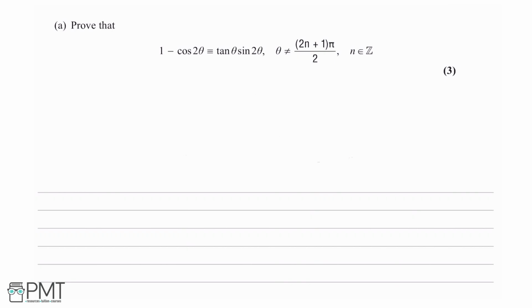We have been asked to prove that 1 minus cosine 2 theta is identical to tan theta sine 2 theta, where theta isn't an odd multiple of pi over 2 times n, where n is an integer. And this question is worth 3 marks.